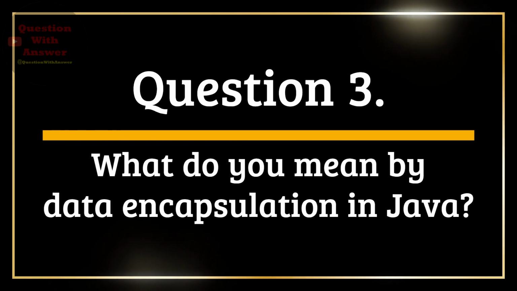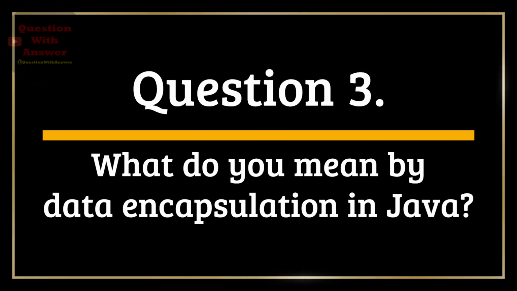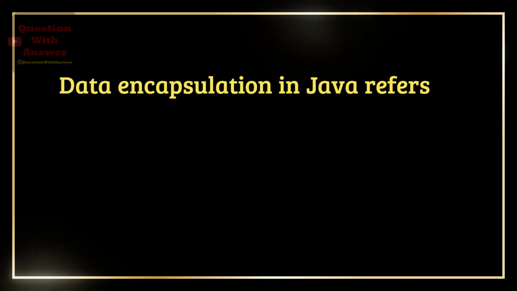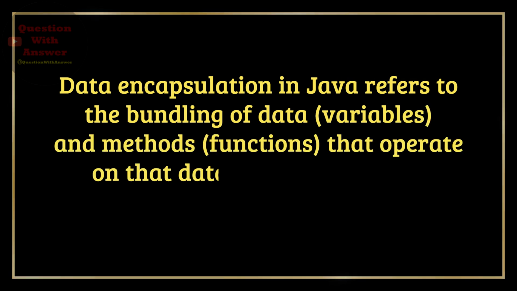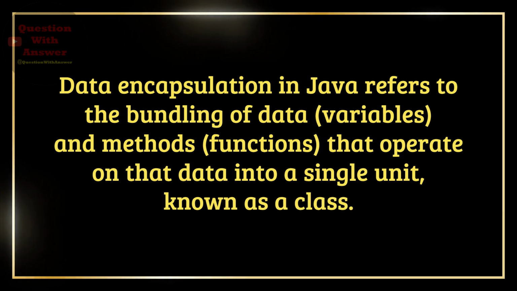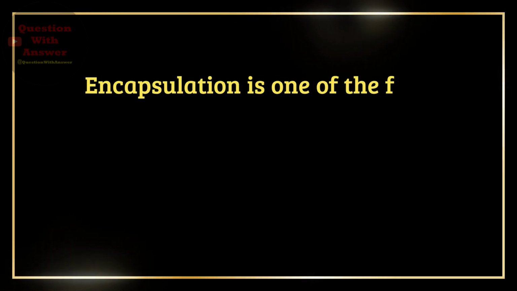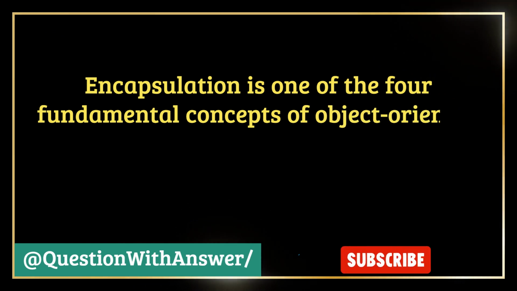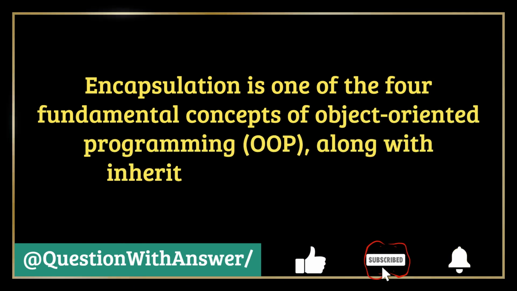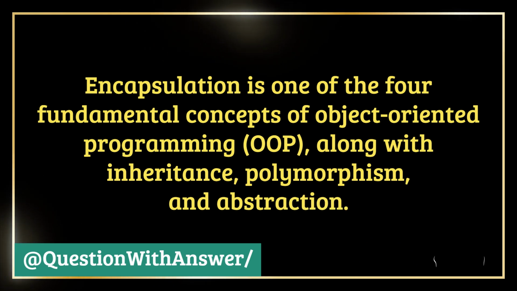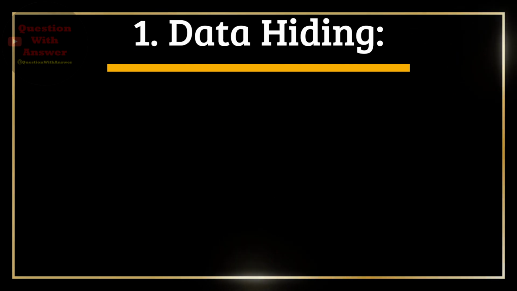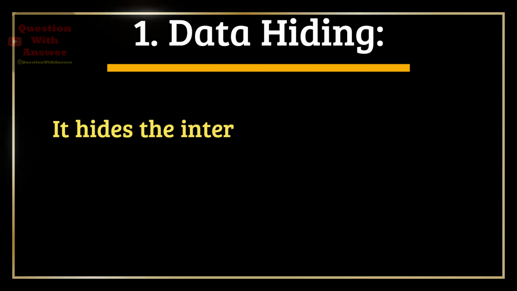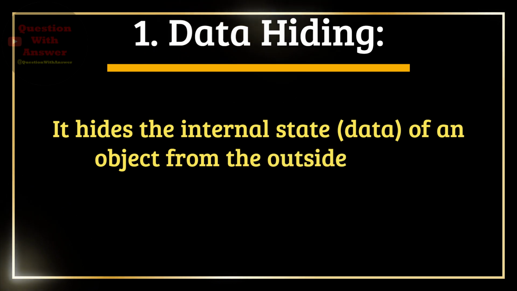Question 3. What do you mean by data encapsulation in Java? Answer. Data encapsulation in Java refers to the bundling of data, variables, and methods, functions, that operate on that data into a single unit, known as a class. Encapsulation is one of the four fundamental concepts of object-oriented programming, OOP, along with inheritance, polymorphism, and abstraction. Encapsulation achieves two main objectives. 1. Data hiding. It hides the internal state, data, of an object from the outside world.